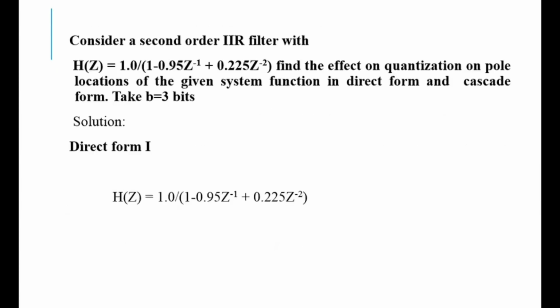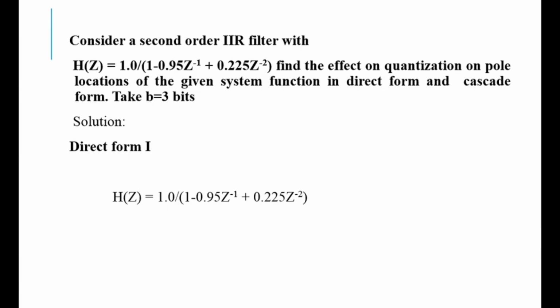So consider a second order IIR filter, infinite impulse response filter, with H(z) = 1 / (1 - 0.95 z^-1 + 0.225 z^-2). So these two are the coefficients: minus 0.95 and 0.225. Find the effect of the quantization on pole location of the given system function in direct form and cascade form, and truncate the bits to 3 bits. Okay, so first let us discuss the direct form 1.